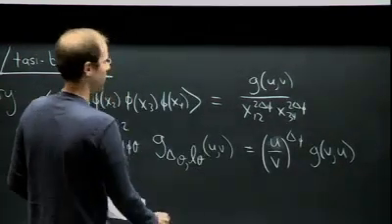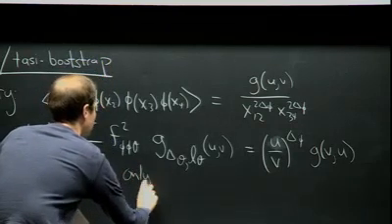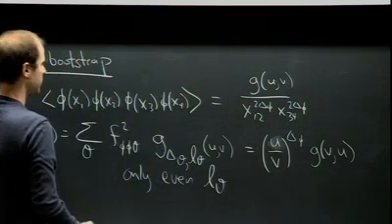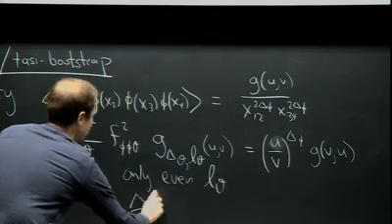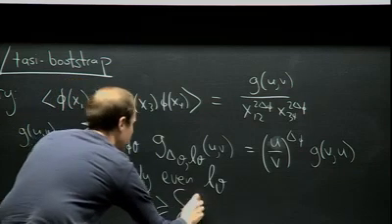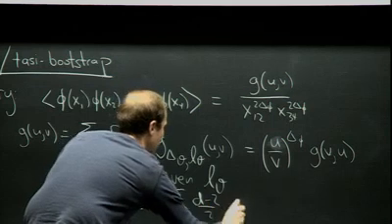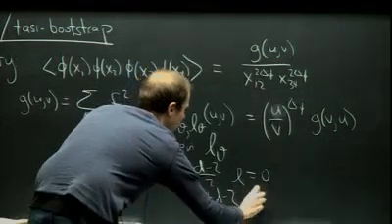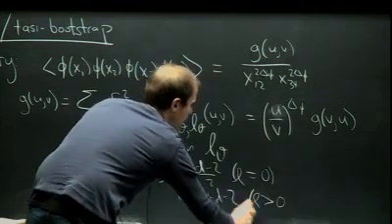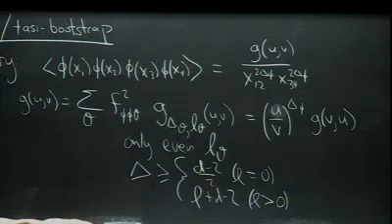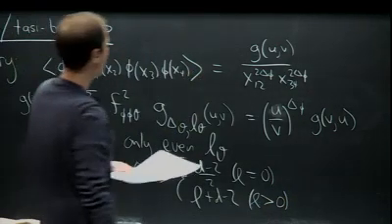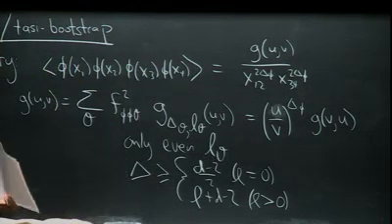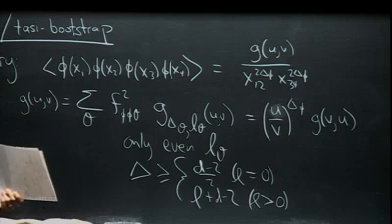Let's see. We also had that only even L's appear, and the dimensions satisfy unitarity bounds. So d minus 2 over 2 for L equals 0, and L plus d minus 2 for L greater than 0. Okay, so these are all the consequences of symmetry, conformal symmetry, and unitarity. And you can see that they take you pretty far.